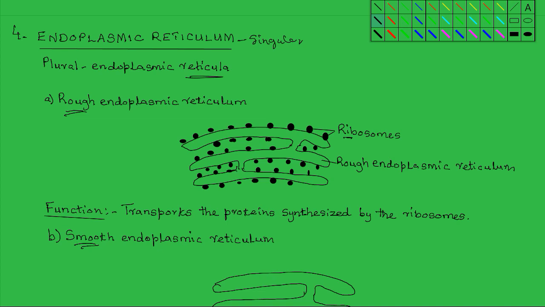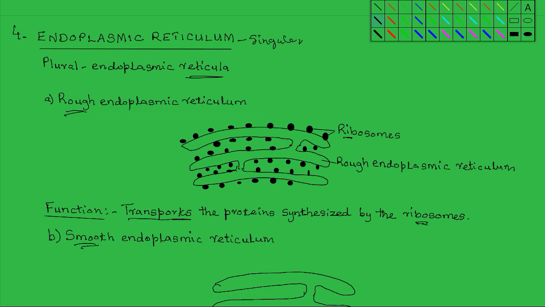Function of the rough endoplasmic reticulum is to transport the proteins that are synthesized by the ribosomes. So the rough endoplasmic reticulum does not synthesize the proteins. It only transports the proteins from one part of the cell to another.